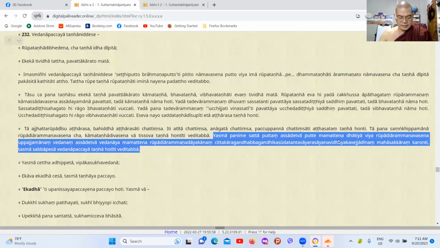Dadiya viya rupadi aramna vasena upajamana virena asadidwa. Dadiya viya, just like a baby sister. Rupadi aramna vasena upajamana virena, the object. Asadidwa, the delighting. Delighting in those objects, vedanaya mama dena. So they take care of vedana as one's own. Is it the sukha vedana? Here, the sukha vedana. So it takes sukha vedana or delights in that sukha vedana.